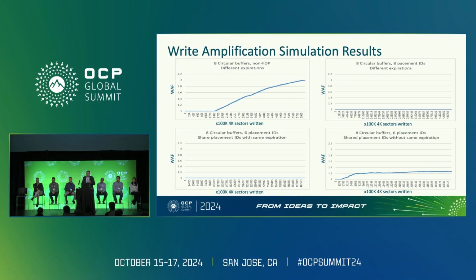Lower right-hand side, the final graph here, this is where I had 2 of the 8 circular buffers sharing a placement ID, but they had radically different expiration times. The point here is you don't have to get it perfect. Once again, this is a really good WAF result, getting down to around 1.2 versus over 2.